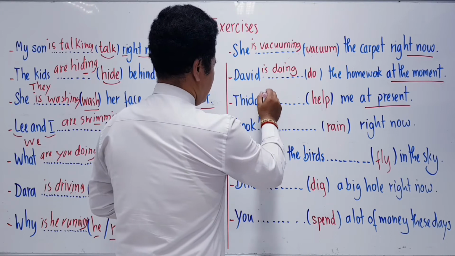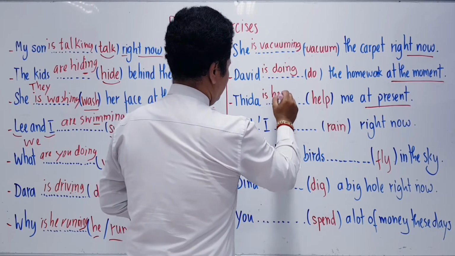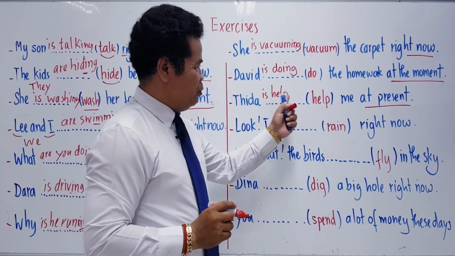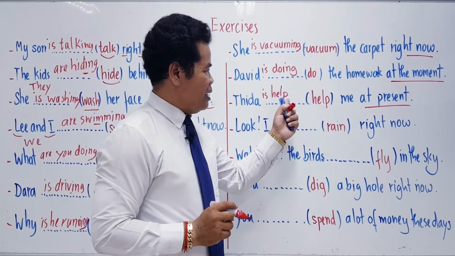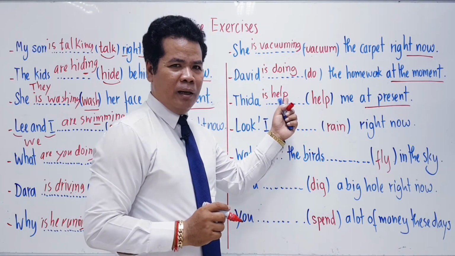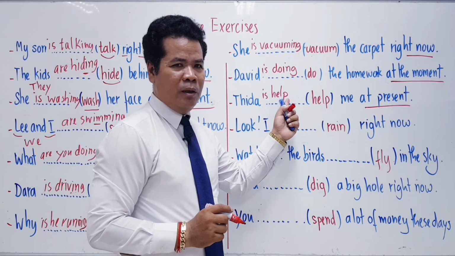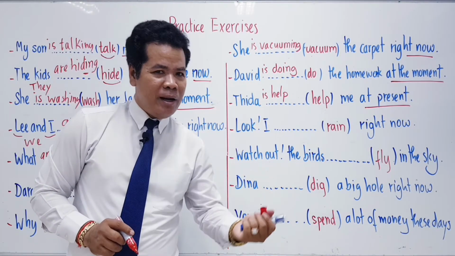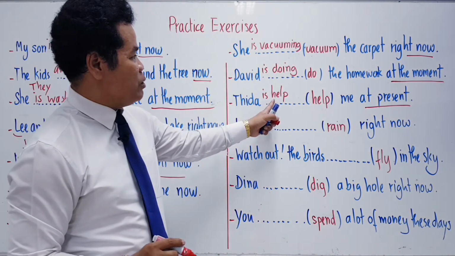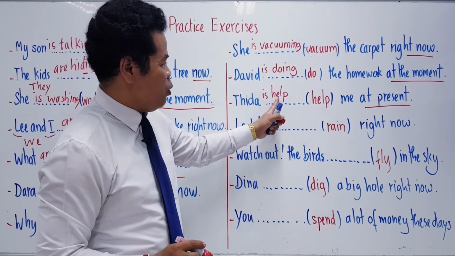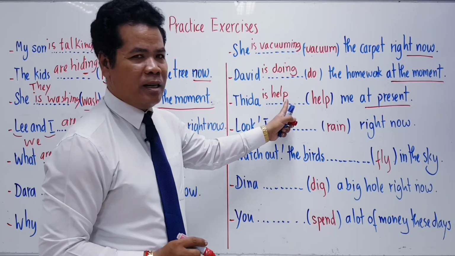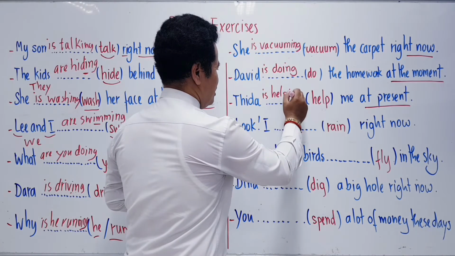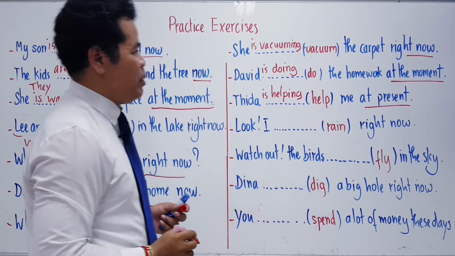Tida is help. Look at this one. Can you double one more P? Can you double the last consonant? You cannot. This is not in the rule. Okay? We see one consonant, one vowel, and one consonant. So how about this one? One consonant, one vowel, one consonant, two consonants. So there's no double P, right? So just add ing, helping. Tida is helping me at present.